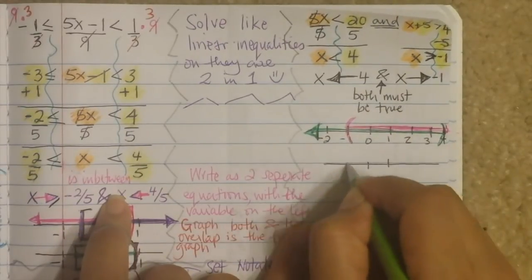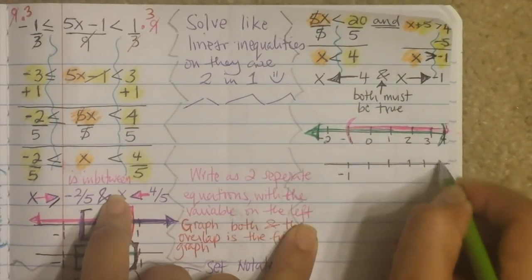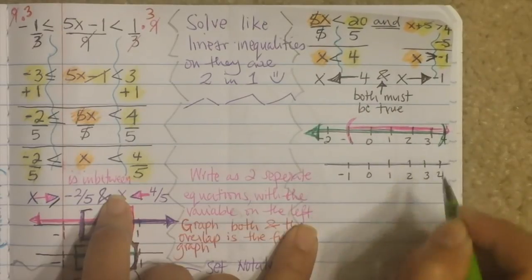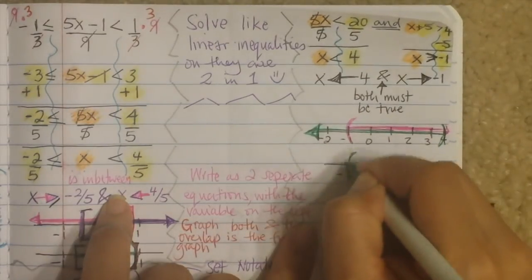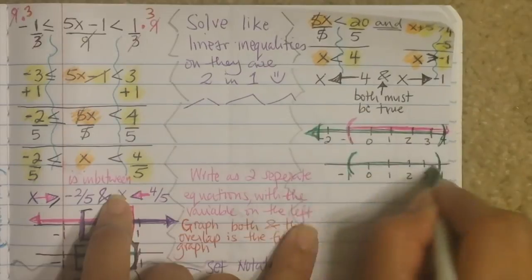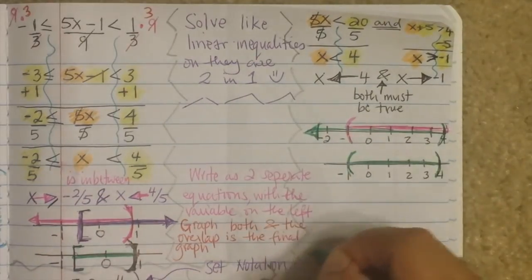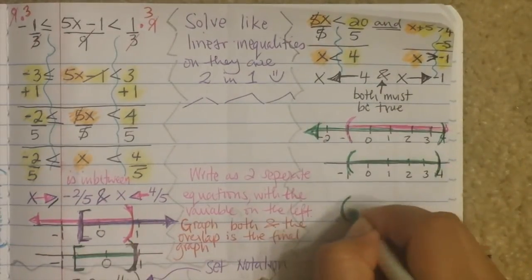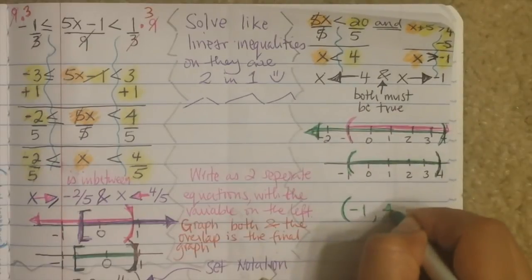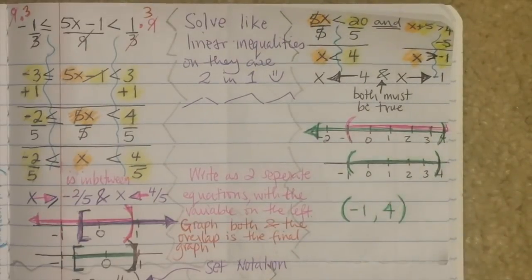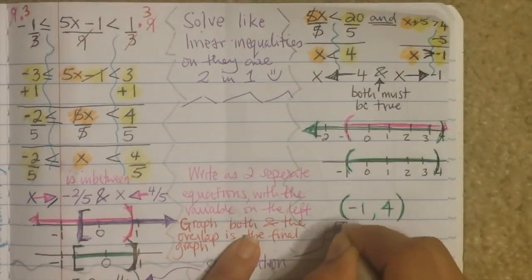So you're going to get the intersection of where they intersect. So it's going to be from open parentheses negative 1 to close parentheses 4. And that's your graph because both have to be true. By set notation, from negative 1 to 4, both open and close parentheses because there's no equal to.